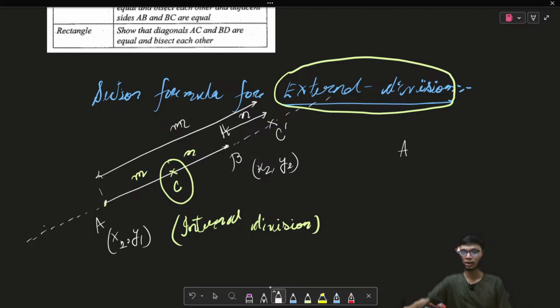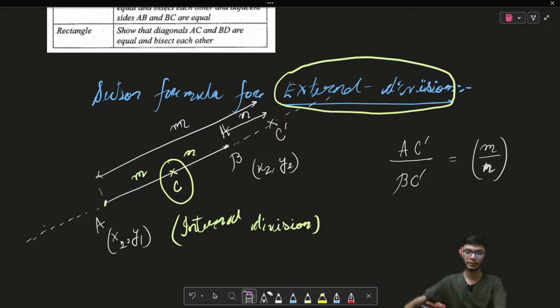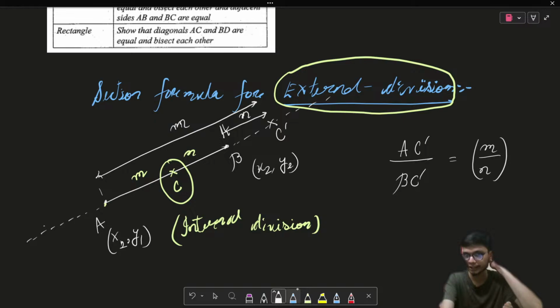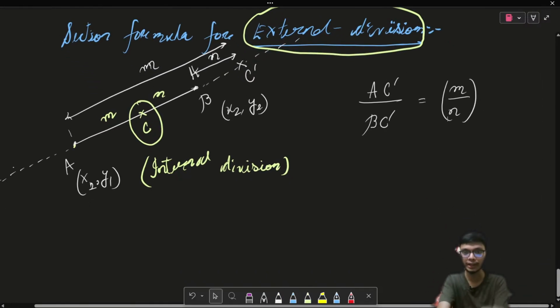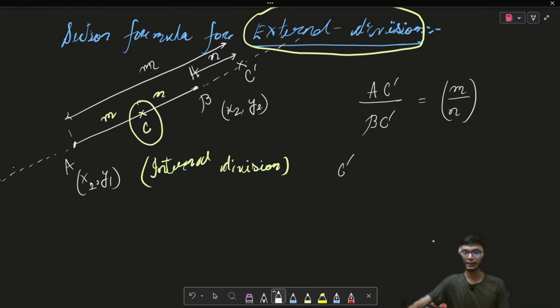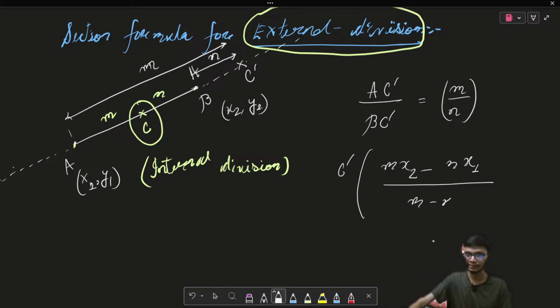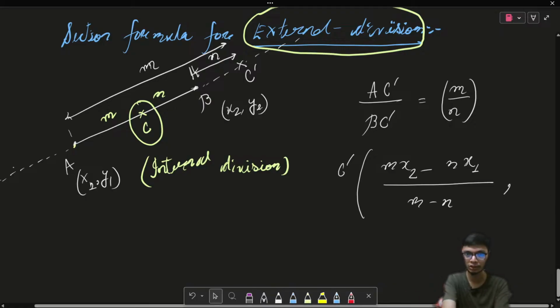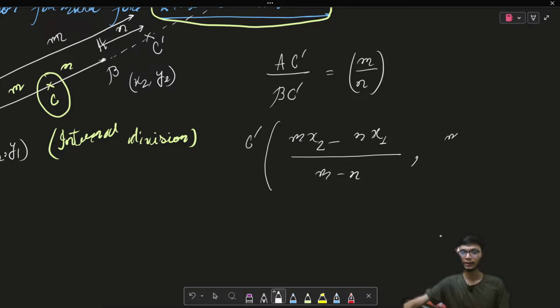Then I can say that the ratio of AC dash upon BC dash is given as m upon n. This is called the external division. Now the formula for this is quite simple. We can easily get the coordinates of point C dash by just a replacement with respect to plus and minus. Here you can see that there is just a minus sign introduced. So the coordinates of point C dash are given as follows.